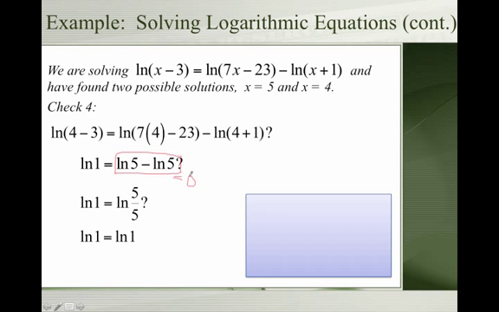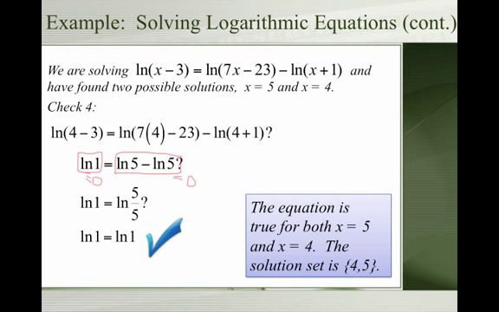Something minus itself is always 0. So what's the natural log of 1? Exactly, it's 0. And so from here, I could recognize that indeed 4 is a solution. So we get two answers, x equals 5 and x equals 4, so our solution set is 4 and 5.